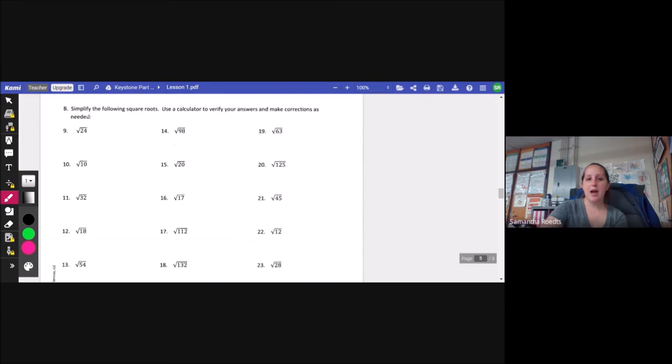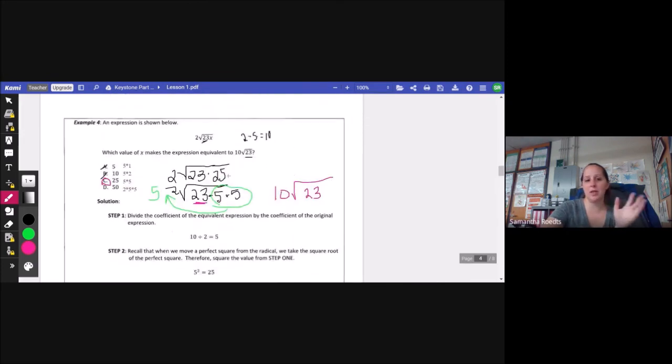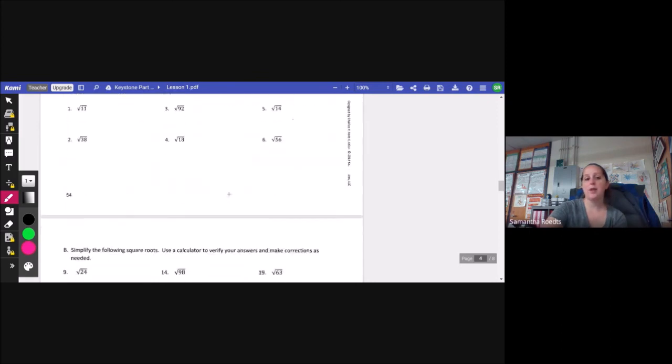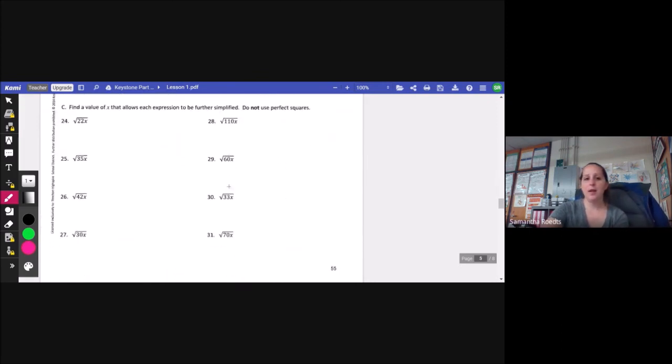B, I want to simplify the following square roots and then use a calculator to verify my answer. So simplify first using the methods that we used previously in examples 2, 3, and 4. Okay. And then C, find a value of X that allows each expression to be further simplified. Okay. So for these, make sure that you break them down first. So like 22, break it down into its prime factors, figure out what you can take out. Okay. And then figure out what value of X you can take more numbers out of.